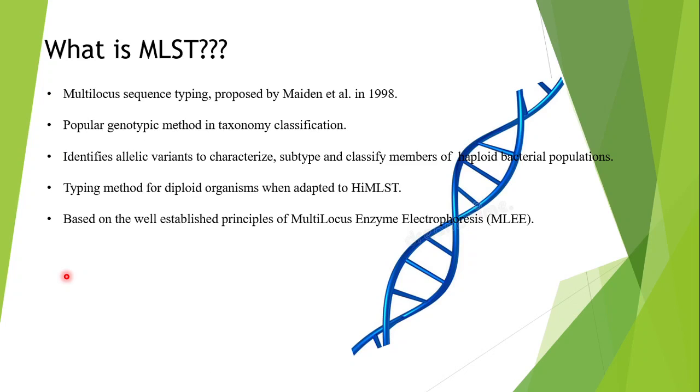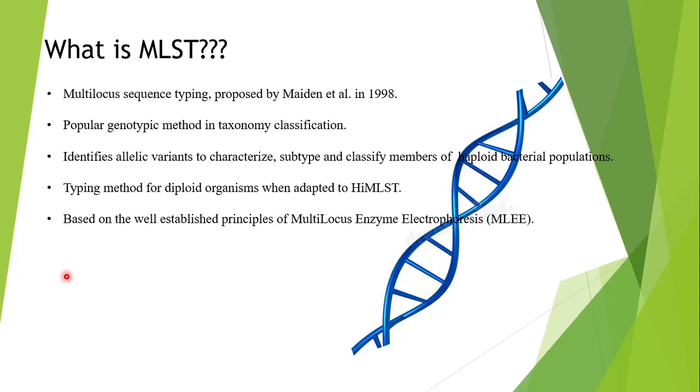So what exactly is MLST? We all know that each gene has alternating forms or variants known as alleles. Every gene occupies a specific position or location on the chromosome, which we call the locus. As a result, multiple genes occupy multiple positions or multiple loci.